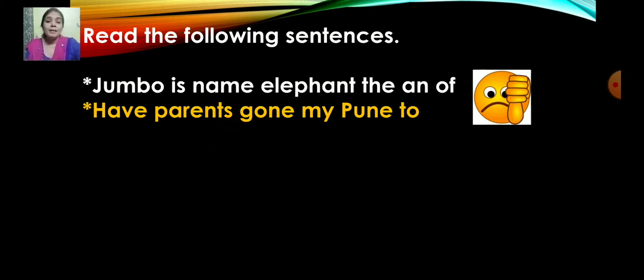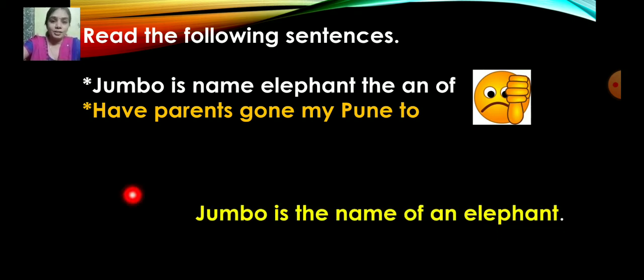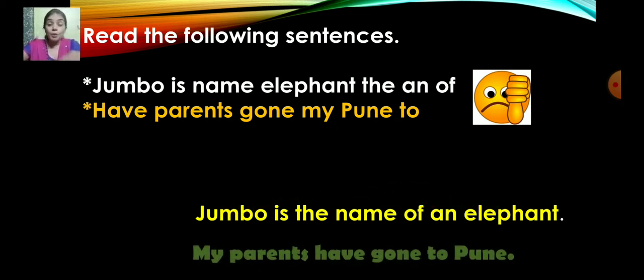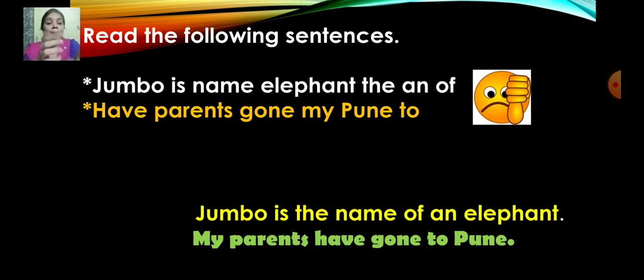Yes, try. Keep it in your mind. I'll give you some time. Check your answers. Yes, the first one is: Jumbo is the name of an elephant. Did you understand that sentence? The next one is: my parents have gone to Pune. Now it is giving proper meaning. I can understand. Right?